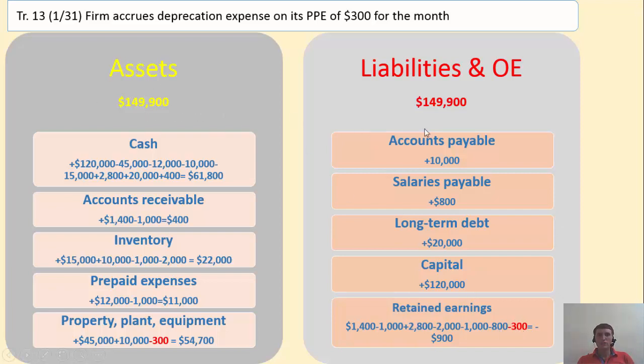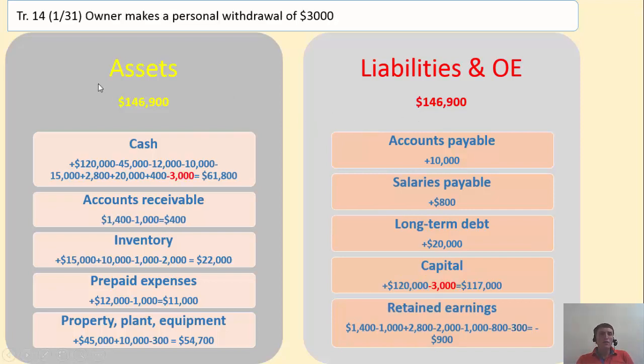Again, after this transaction, assets still equals liabilities plus owner's equity. Now the final transaction, transaction number 14. In this transaction, the owner makes a personal withdrawal of $3,000. So, cash as an asset decreases by $3,000.